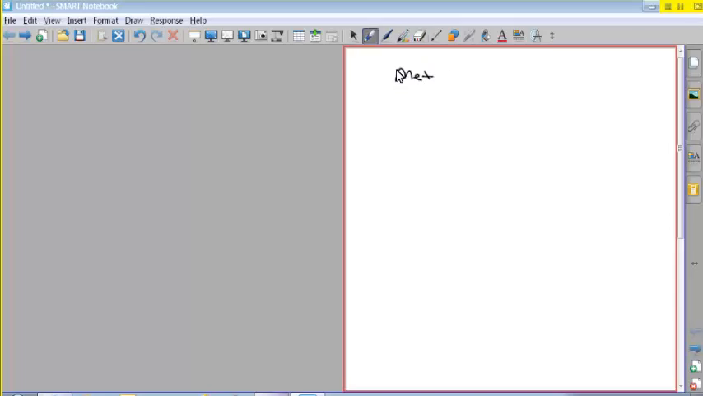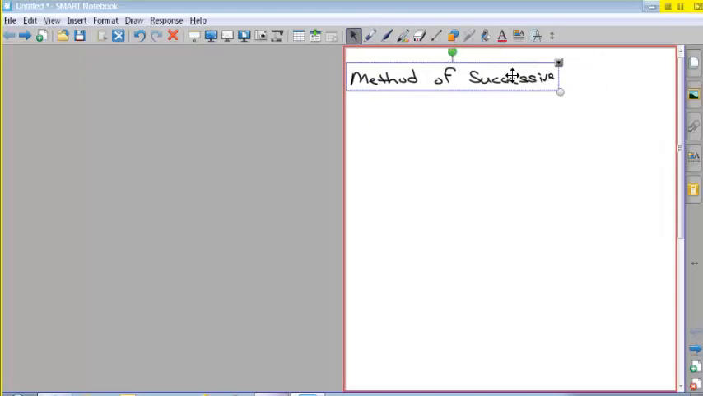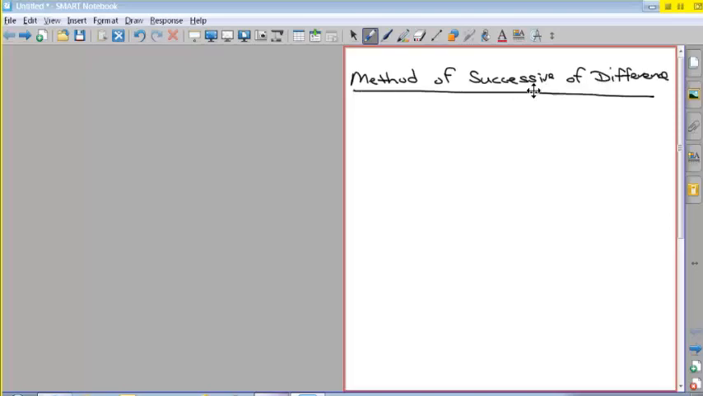Method of successive differences. So go ahead and review that. Most of you got that, did fairly well on it. So I'm not going to work through one. Go back to the first review.